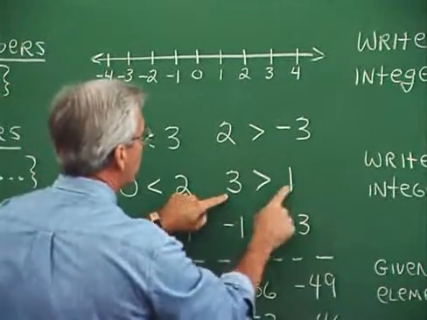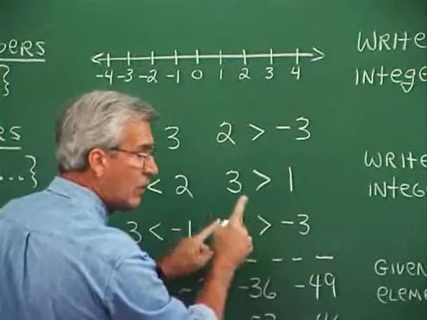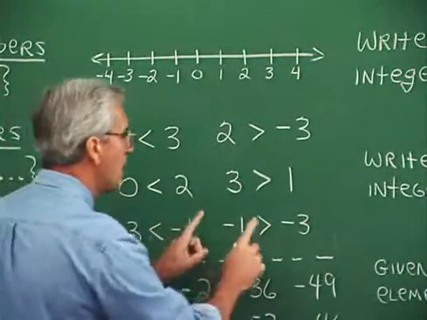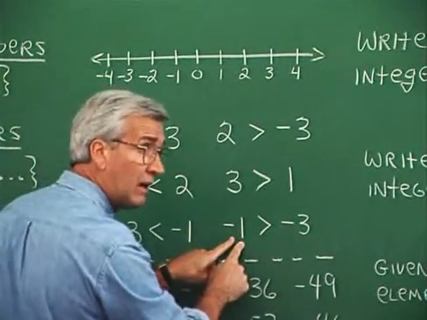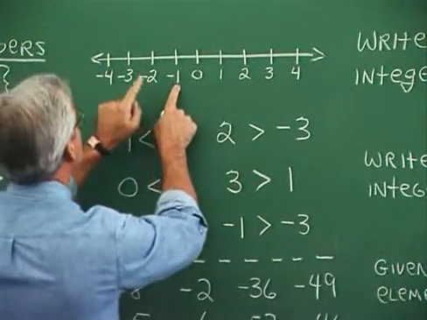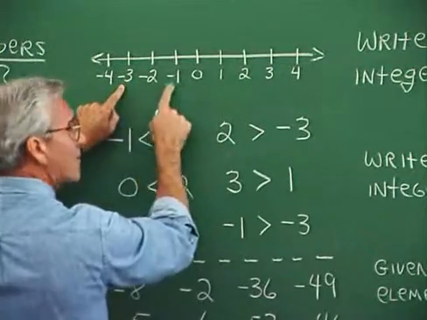And let's see, 3 is greater than 1. Negative 1 is greater than negative 3. Here's that situation with two negative numbers that we have to be careful about. Think about where the numbers lie on the number line. You see, negative 1 lies to the right of negative 3, and we can see that up here. Negative 1 lies to the right of negative 3, so negative 1 is greater than negative 3.